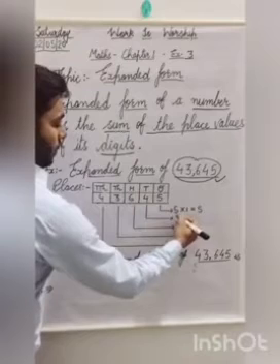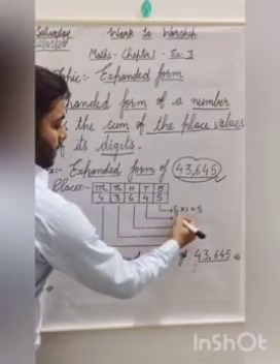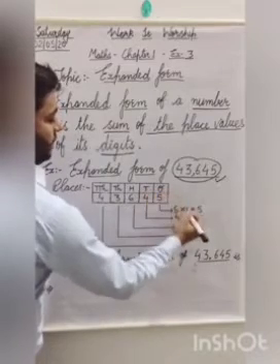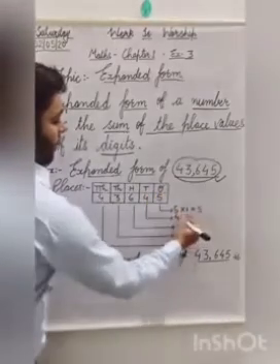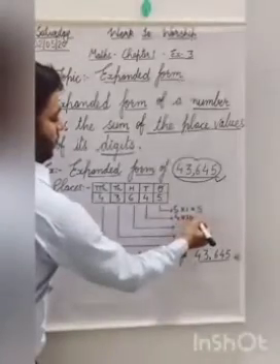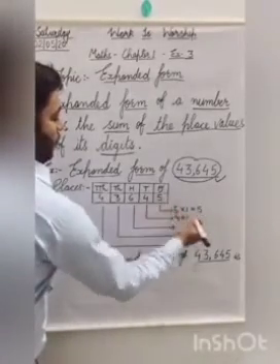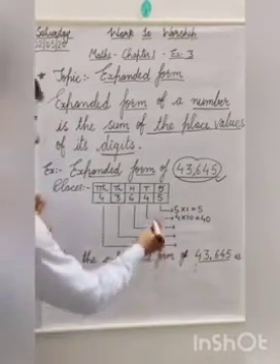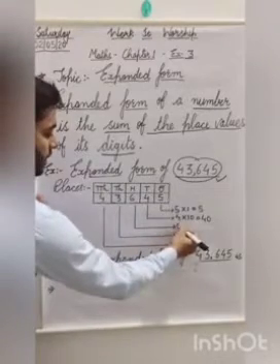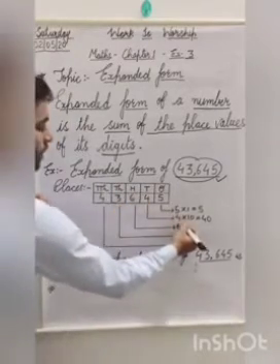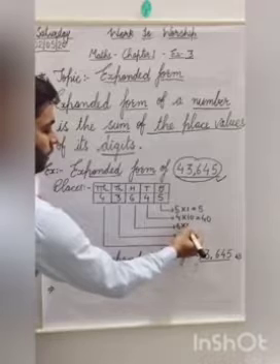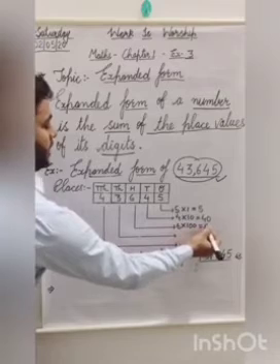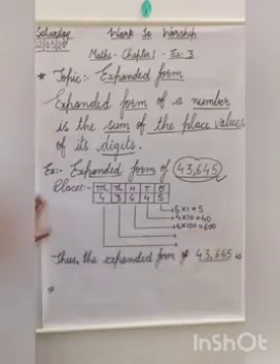Now second digit is 4 and it occupies the tens place. So we should multiply 4 by the 10. So what is the place value of 4? Is 40. Okay. Now third digit is 6 and it occupies the hundred place. So we should multiply 6 by the 100. 6 into 100 is 600.